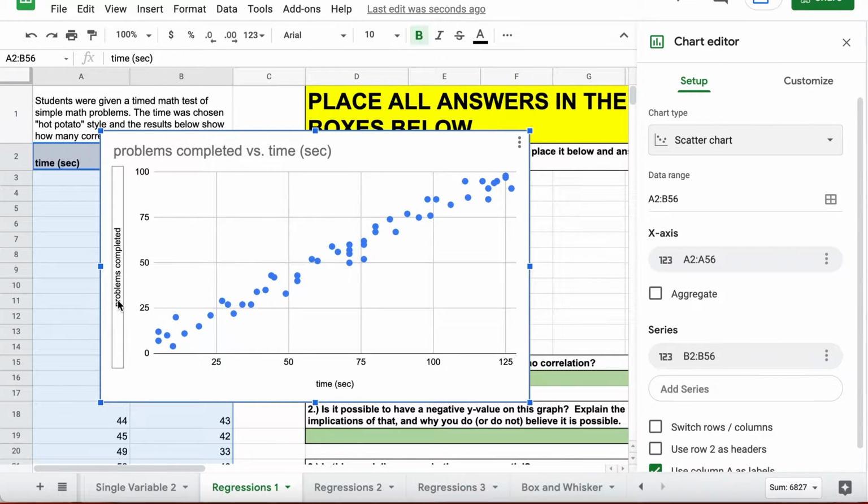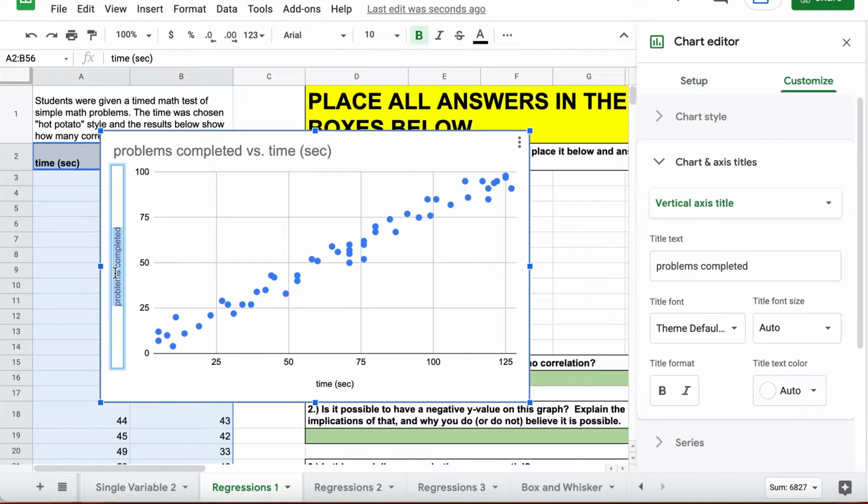So the problems completed are on the y-axis for us right now. The time is on the x-axis, and then our title is just problems completed compared to time. Those all seem fine to me, but if they didn't, what I can do is just double click on any name I don't like, and it'll show up over here for me to rename. So maybe I wanted this to say problems correct instead of problems completed.